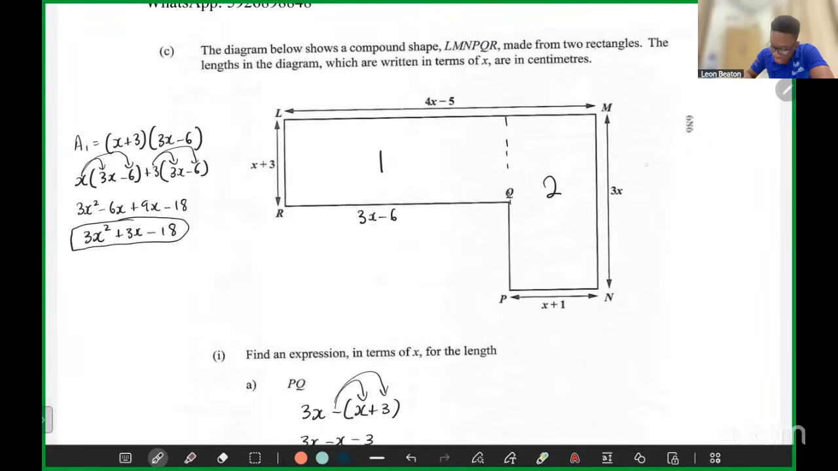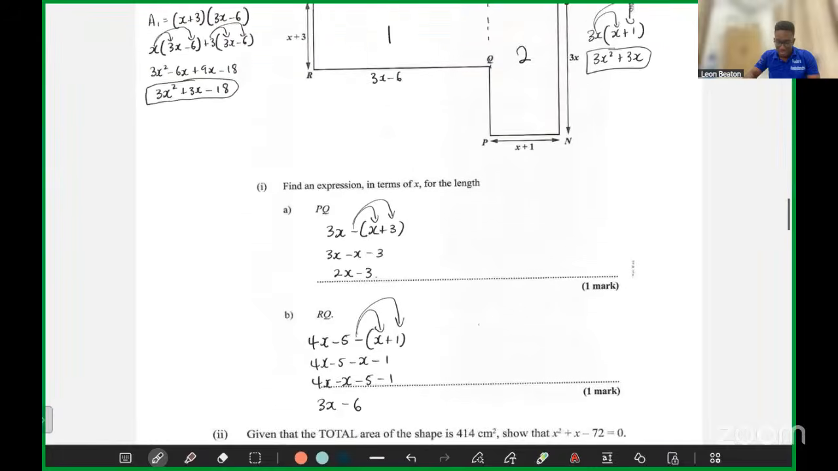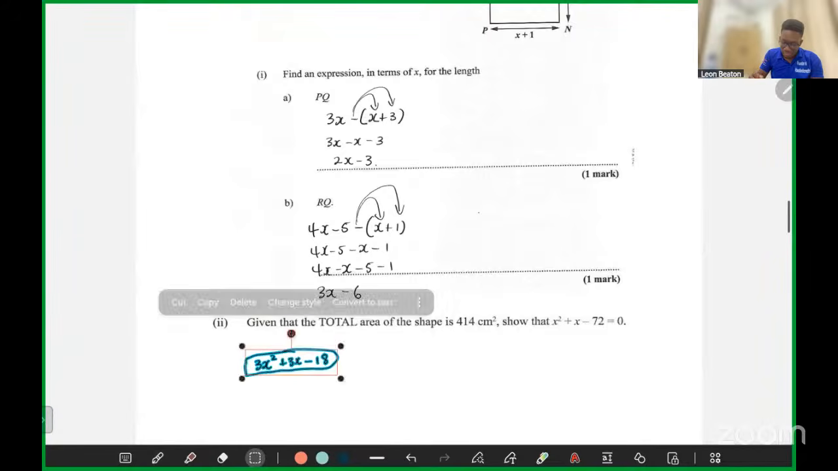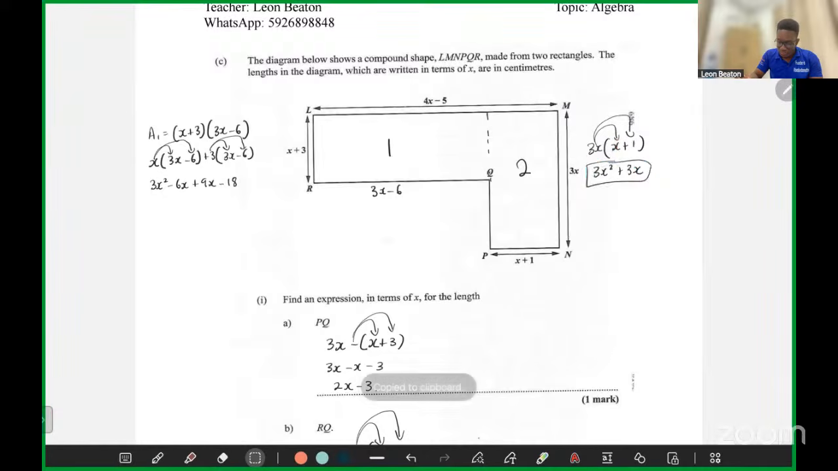And then for shape 2, I can see it's simply 3x multiplied by x plus 1. So this will be 3x times x would give us 3x squared. 3x times 1 would give us plus 3x. And this would be for shape 2. So now I can put those two together. So let me go down to the bottom. I found this one here, so let me bring this down. This is shape 1. This is shape 2.